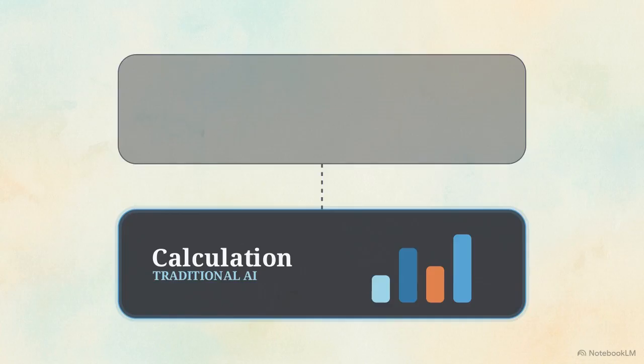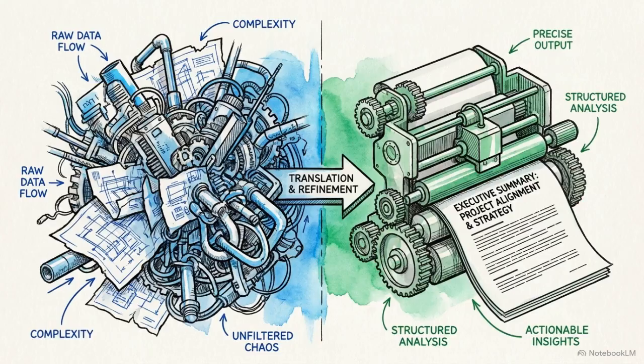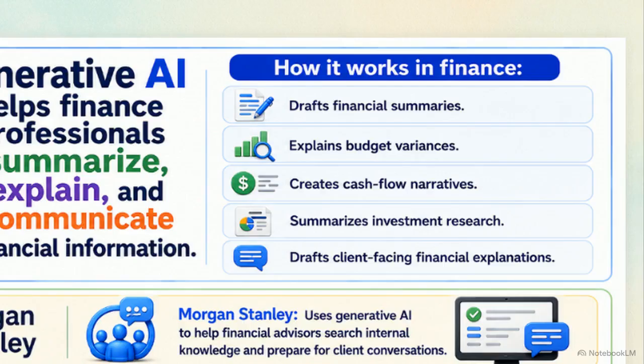Moving up the stack, we transition from raw calculation to articulation. The data pipeline must now communicate. This is the specific utility of generative AI. It translates dense numerical telemetry into human-readable text. Generative models handle translation workflows, such as drafting financial summaries and explaining cash flow variances.